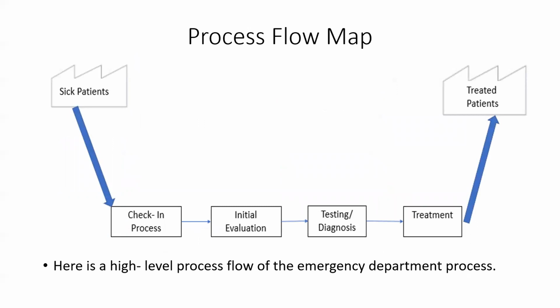So here you'll see a high-level process flow map of how an emergency room functions. Our input for this is sick patients. Intuitively, we know that emergency rooms have sick patients enter the hospital. And then we have the emergency room process itself, which is dictated below. The patient checks in, they have an initial evaluation, they have testing and diagnosis procedures, they get their treatment, and then the output of our emergency room is the treated patients. So input sick, we have our emergency room process, and output treated healthy patients.